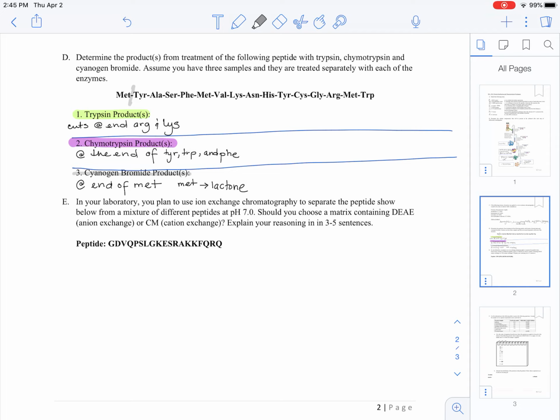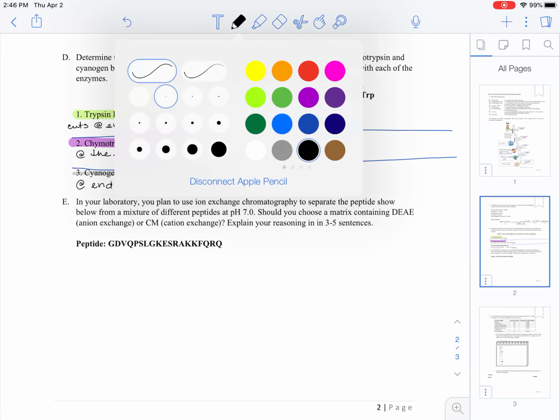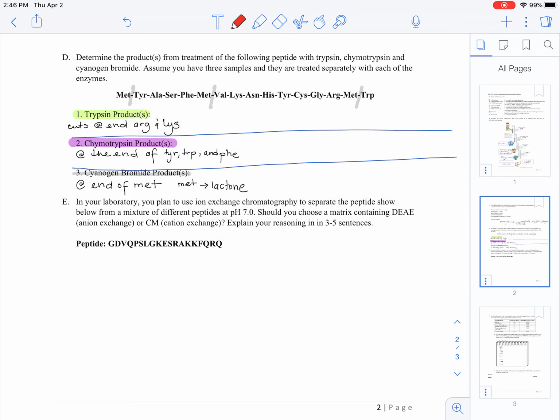Then we are going to do a cut in between the second methionine and that valine. Then we are going to be cutting again in between that methionine and that tryptophan. Okay, so let's make notes here. Remember that whenever we have a cut with cyanogen bromide, we're going to be changing this methionine into a lactone.